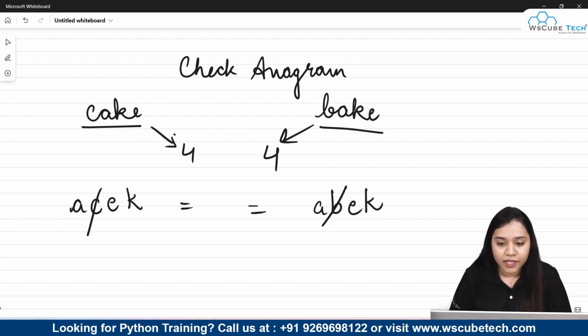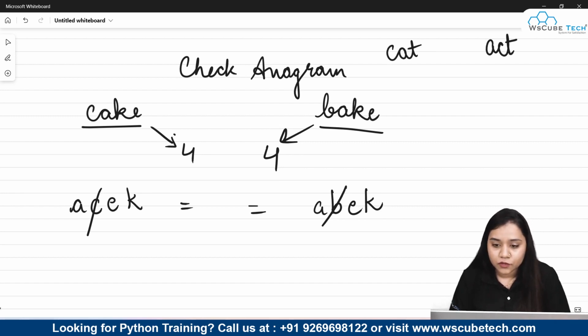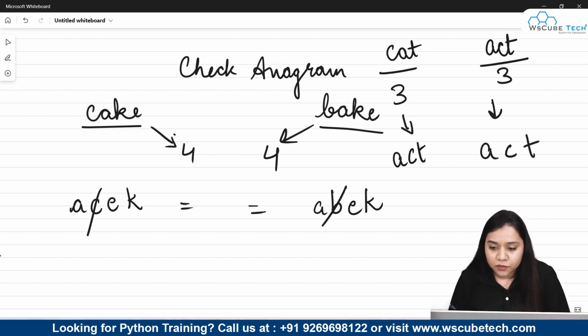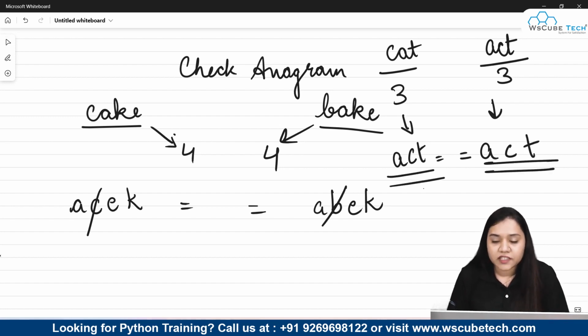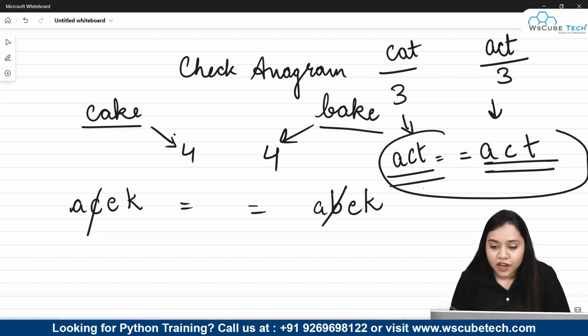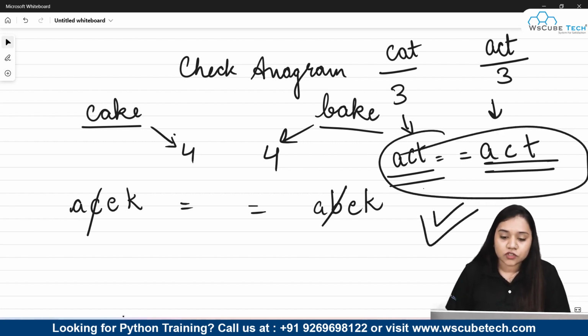For example, if I have the word cat and act, the length of this is equal to this. That means there are 3 letters in cat and 3 letters in act. But if I arrange them in ascending order, the ascending order of cat will be A, C, T, and the ascending order of act would be again A, C, and T. So that means they both are equal to each other. That means these two strings over here are anagram. So this is only what we need to find. How to do it in Python, let's have a look.